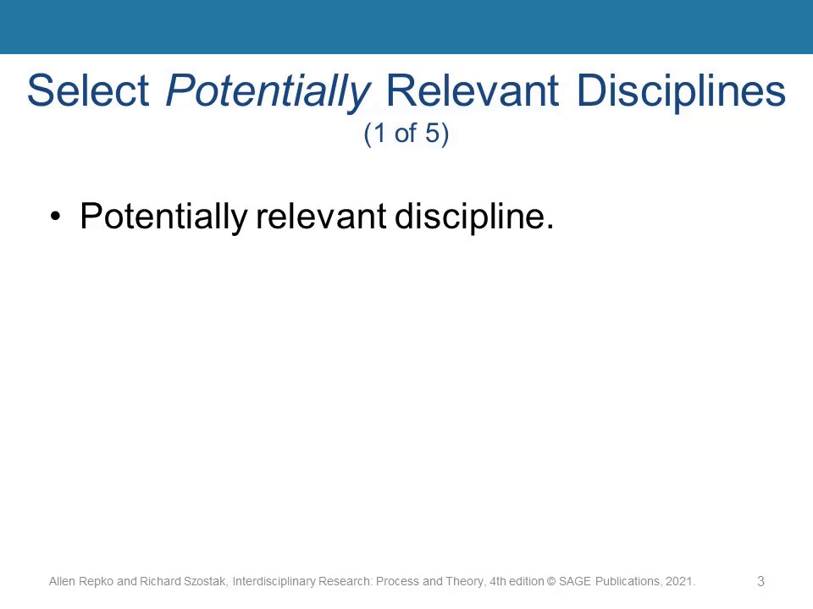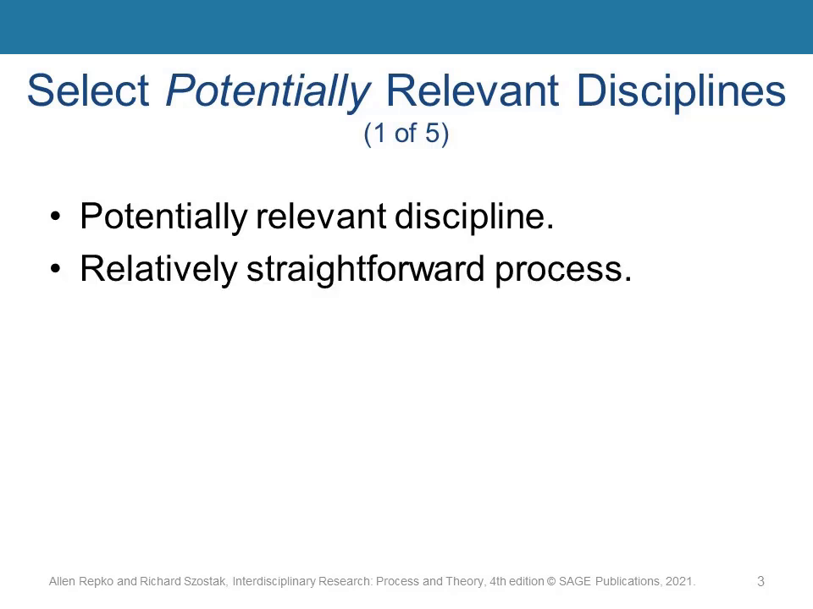Complex problems usually involve multiple phenomena. If a discipline examines at least one of these phenomena, it's relevant to the whole problem. Compared to some of the other tasks involved in the IRP, this one is relatively straightforward. At this point, we are not concerned with whether the discipline has actually contributed significant insights. We can confirm that later. For now, we want to try to identify as many disciplines as possible.